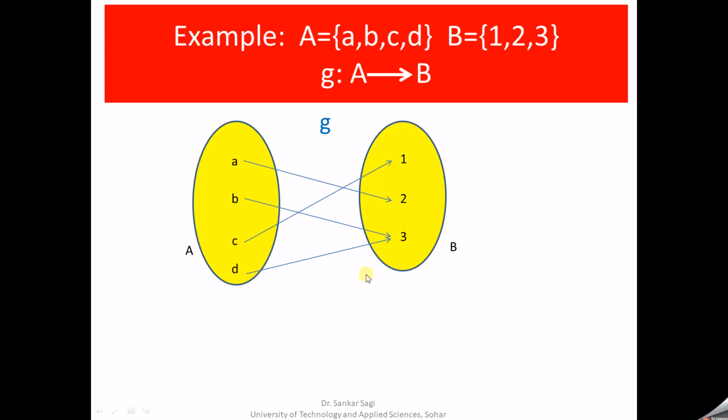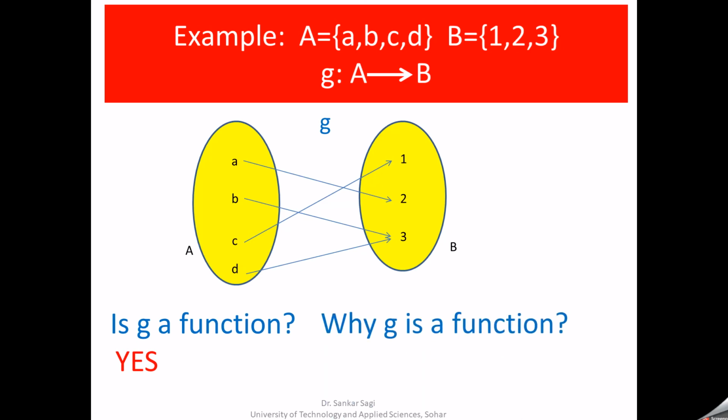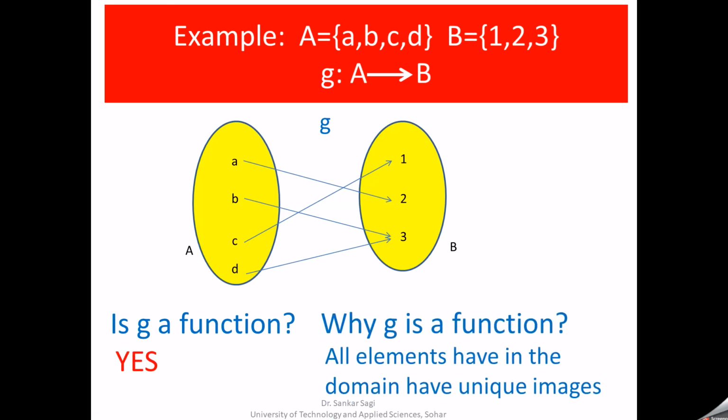For this one let us write what is the domain. First is the question, is G a function? Yes. Why is G a function? Because all elements have unique images in the second set.